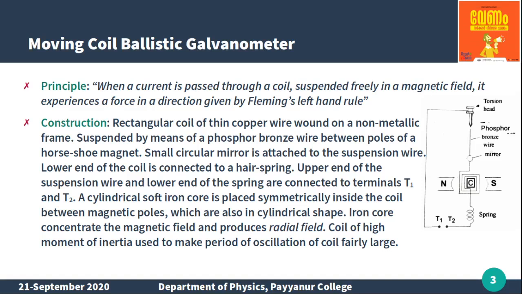So the galvanometer used to estimate the amount or quantity of charge flowing through it is called a moving coil ballistic galvanometer. In this case, the charge passed through the galvanometer is always proportional to the deflection of the coil.